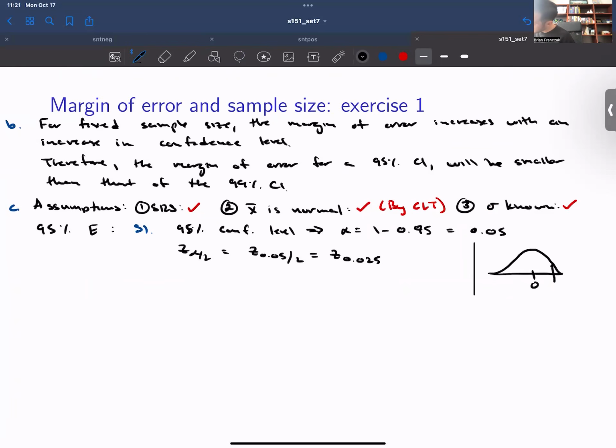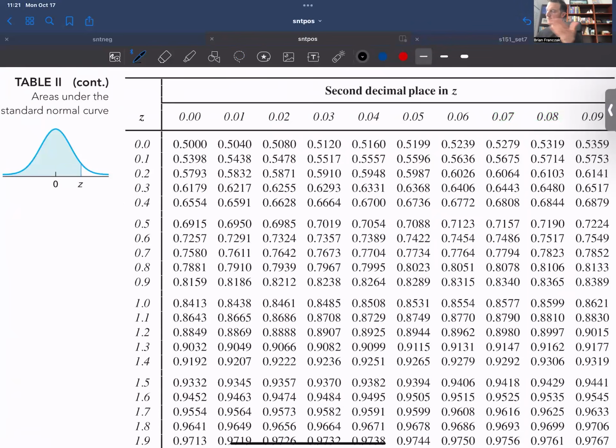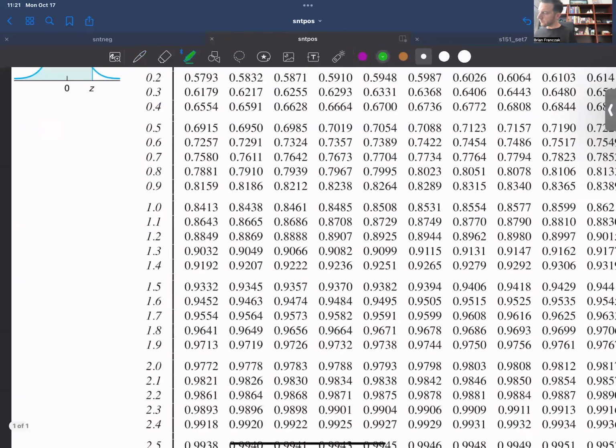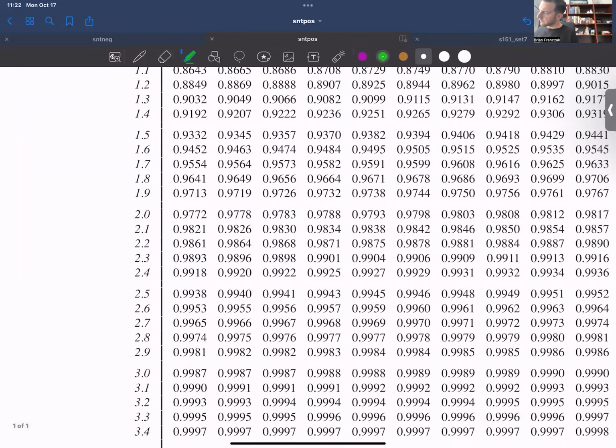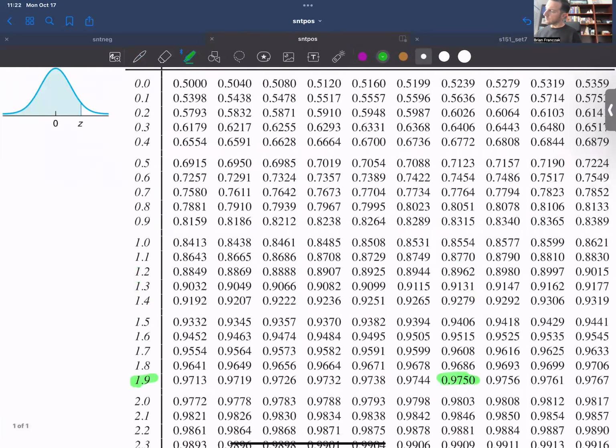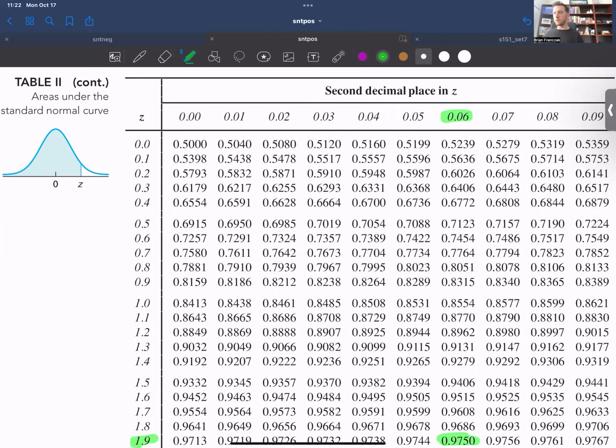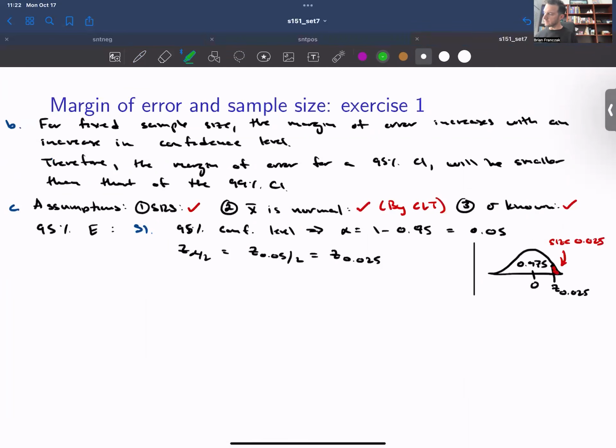So here's our standard normal table. Here's Z 0.025. The area here is of size 0.025, which means that this area is of size 0.975. If we go to our standard normal table, the area to the left of the Z score that we're looking for is 0.975. That's exactly equal to 0.9750. So the Z score for the 95% margin of error and the 95% confidence interval when sigma is known is 1.96.